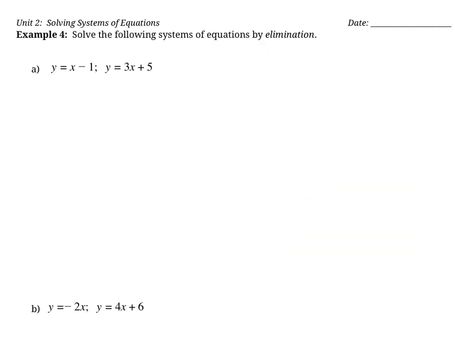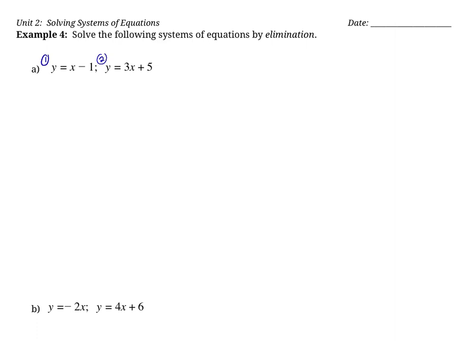Here's another example. Now, if you feel confident with this process of elimination, then go ahead and pause the video and fast forward until the solution. But otherwise, I will be running through this again. So our first equation is y equals x minus 1. And our second equation here is y equals 3x plus 5.